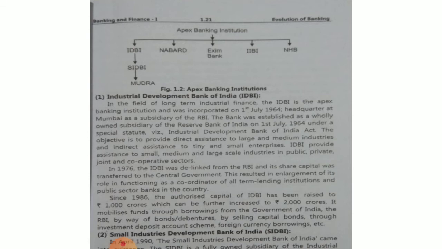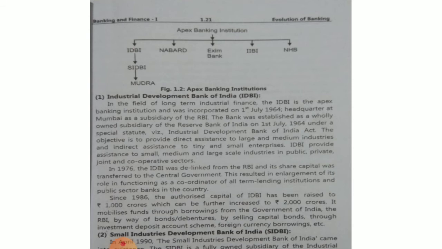Now, this Reserve Bank of India is also holding some banks. So those are these institutions. Okay. So here, Industrial Development Bank is incorporated under the Industrial Development Bank of India Act. Okay. The main objective of this bank is to provide assistance to large and medium industries and indirect assistance to the tiny and small enterprises. Okay, ये जो बैंक्स हैं उनका मेन इंटेंशन यही है कि मीडियम एंड लार्ज स्केल जो इंडस्ट्रीज है उनको डायरेक्टली फाइनेंस प्रोवाइड करना एंड जो स्मॉल इंडस्ट्रीज है हमारे कंट्री में जो ऑपरेट कर रहे हैं उनको इनडायरेक्टली फिनेंस करना.